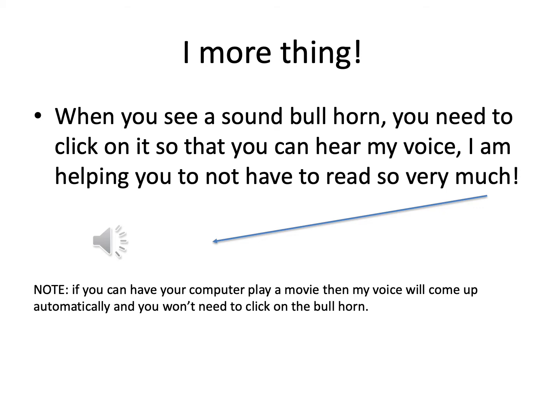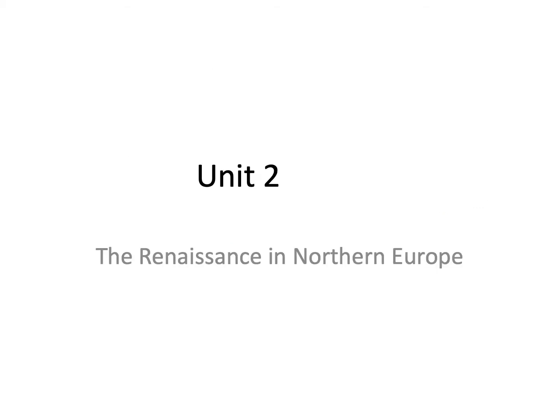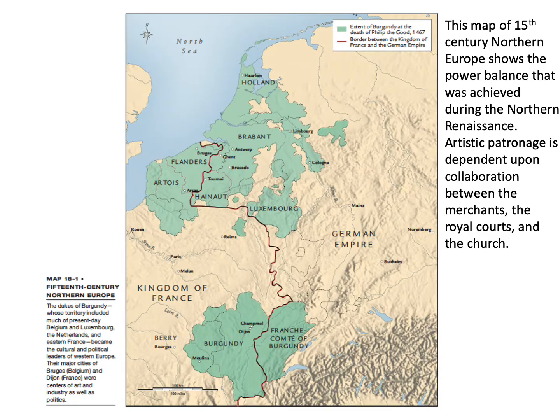So let's talk about the Renaissance in Northern Europe. This is a map of 15th century Northern Europe, and it shows the power balance that was achieved during the Northern Renaissance. You can see that Flanders is in sort of an isolated area.